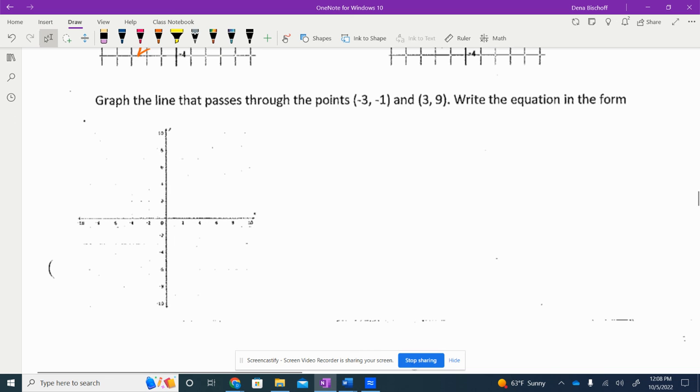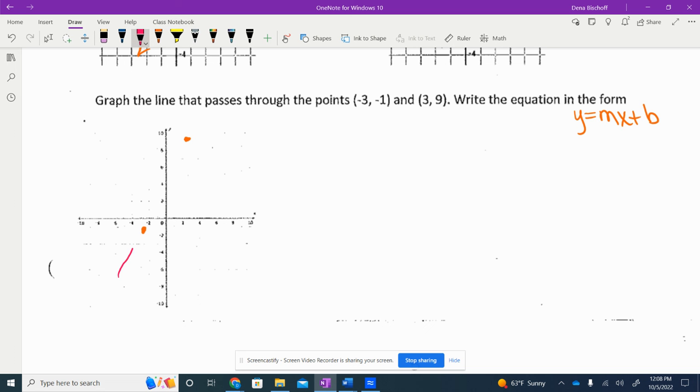We are going to graph, and I know the graph is horrible. We're going to graph the line that passes through the points -3, -1, and 3, 9, and then we have to write the equation in the form y equals mx plus b. So let's plot our points. I'm counting by 2s. So -3, -1 is about right here. +3, +9 is about right here.